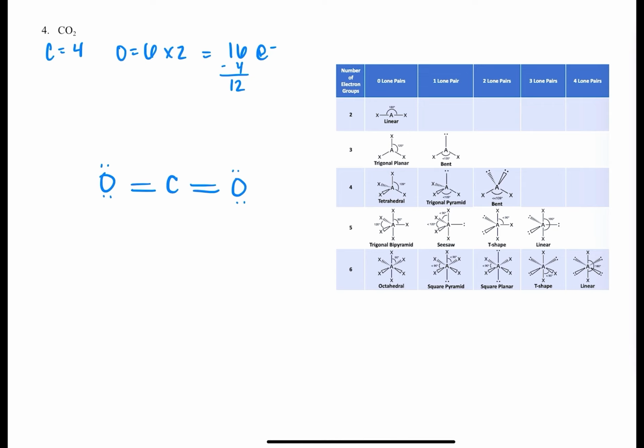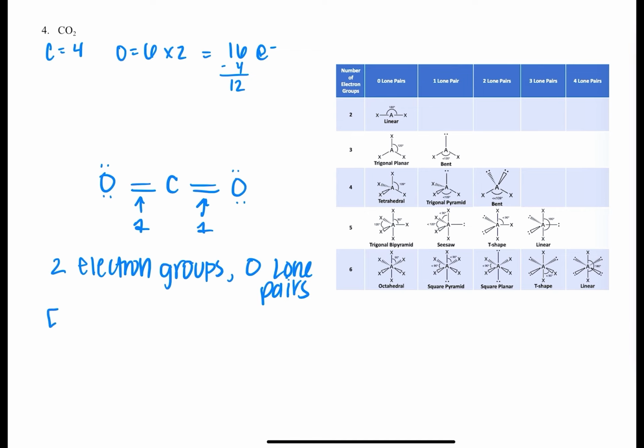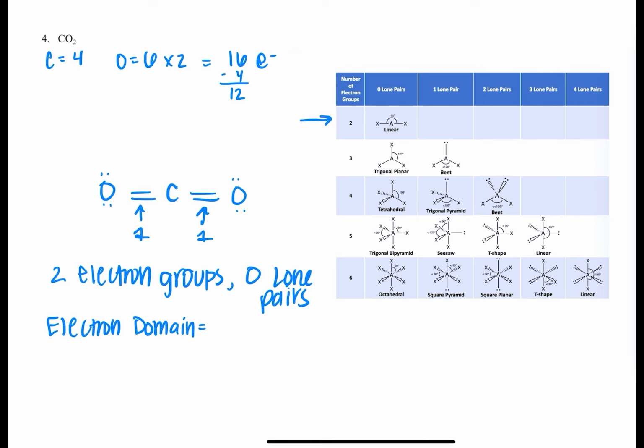So now we have 2 electron groups, right? Because these lone pairs are each counted as 1 electron group each, and we have 0 lone pairs on that carbon. So our electron domain geometry is right here with 2 electron groups, linear. And then our molecular geometry, since we have 0 lone pairs, it's the same as our electron domain geometry.